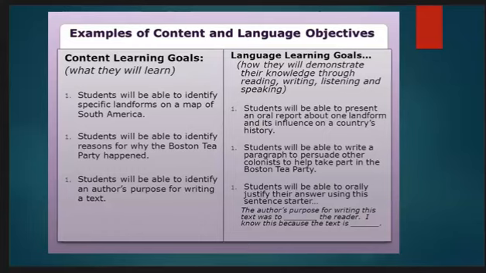Students will be able to identify an author's purpose for writing a text. Students will be able to orally justify their answer using this sentence starter. So we have a scaffolding strategy here, giving them a sentence starter. The author's purpose for writing this text was to ___ the reader. I know this because the text is ___.